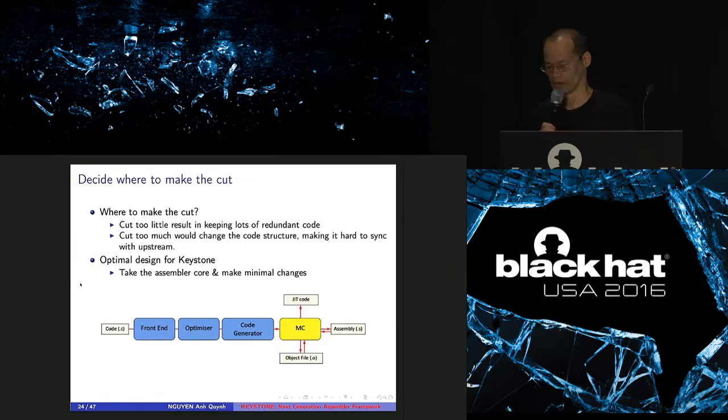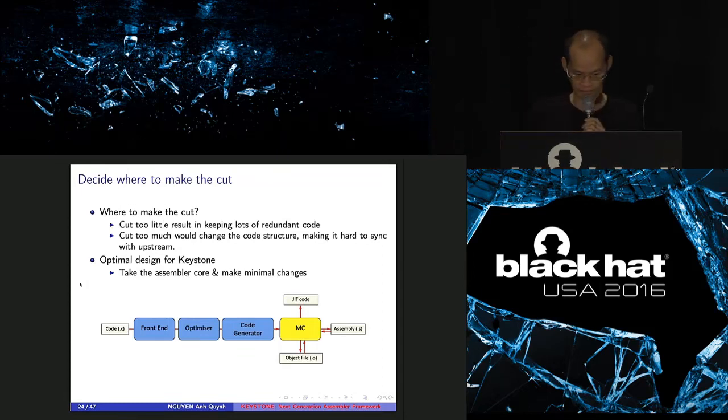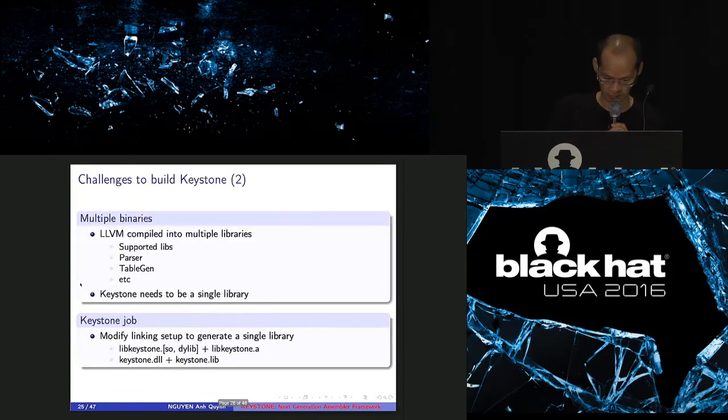So the point is how to make the cut in MC. MC is big code. If you cut too much, you have to rewrite a lot of code, and it makes it very hard to maintain the code in the future. If you cut too little, then you keep many things that you don't really need inside Keystone. I think that finally I had some optimal design for Keystone. I make a proper cut, just enough.